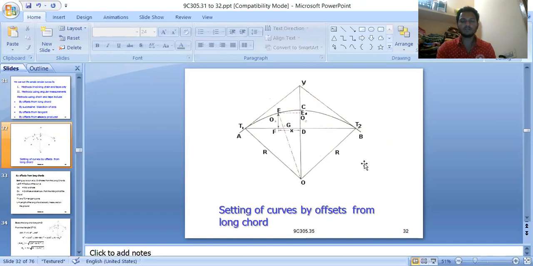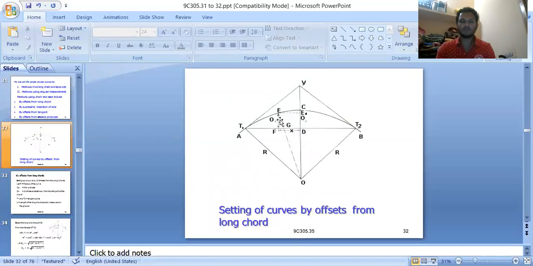This diagram represents a simple circular curve. We know the notations. T1 is the point of commencement, T2 is the point of tangency, O is the center of curve, R is the radius of the curve, D is center of long chord. This is apex distance. This is mid-ordinate distance. This method is called setting of curves by offset from long chord. We are setting offsets from long chord. Here the long chord is T1, D, T2.